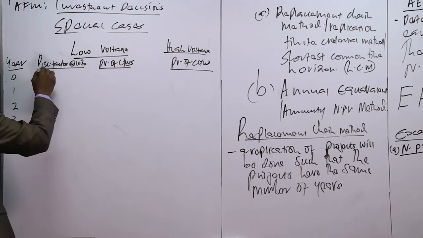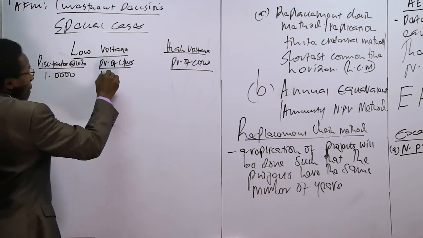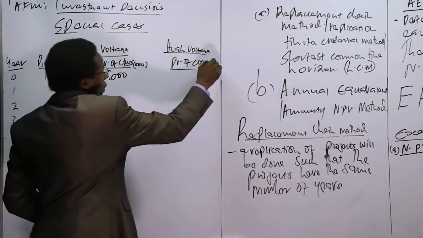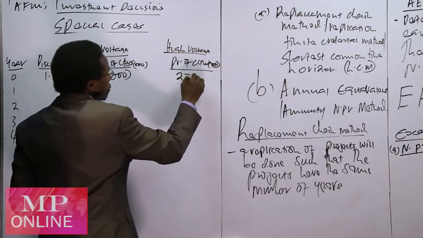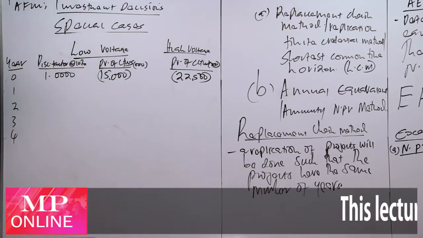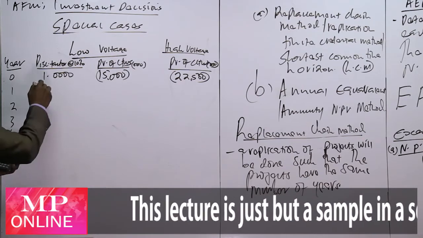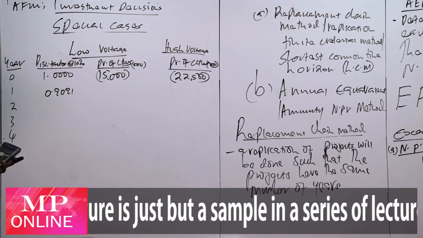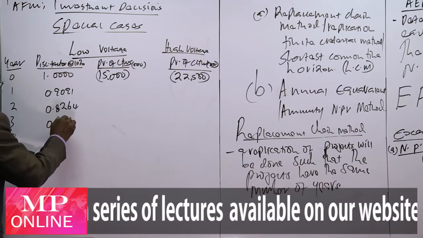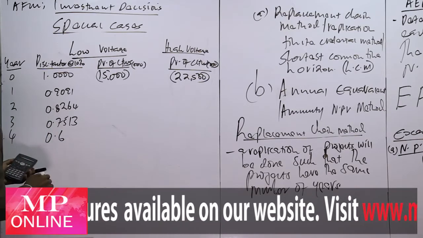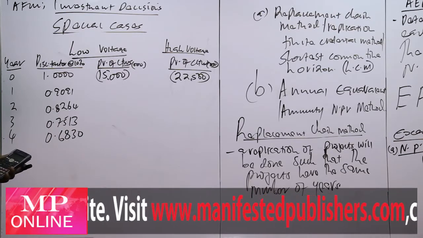So we know that at 10%, this is definitely 1, and our initial outlay is 15,000. The figures are in thousands. And for high voltage it is 22,500. Then we have the discounting factors, and the first year is just simple, 0.9091. Then we have 0.8264. Then we have 0.7513. We have 0.6830.